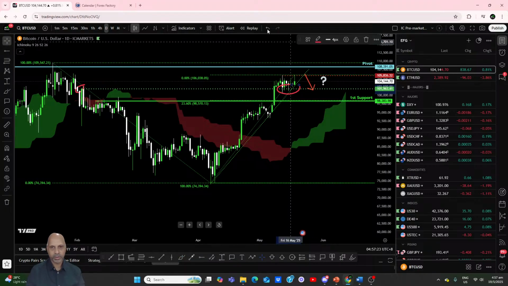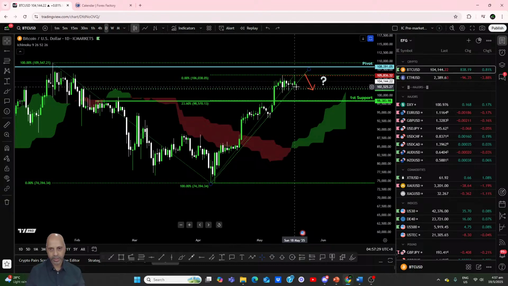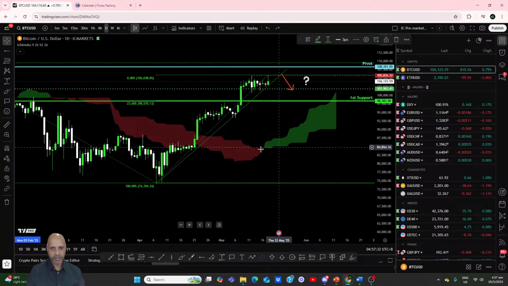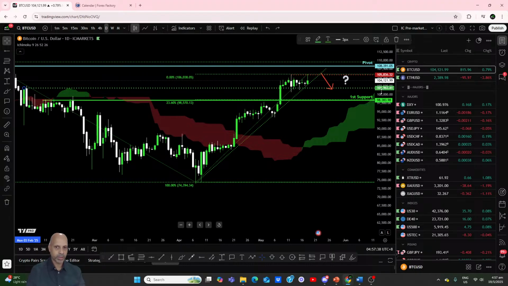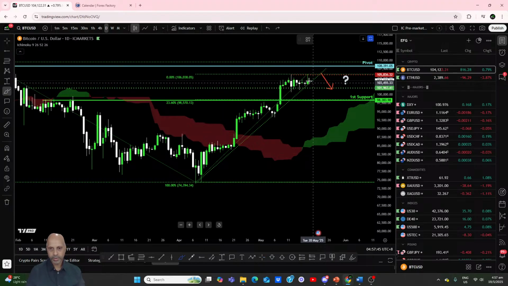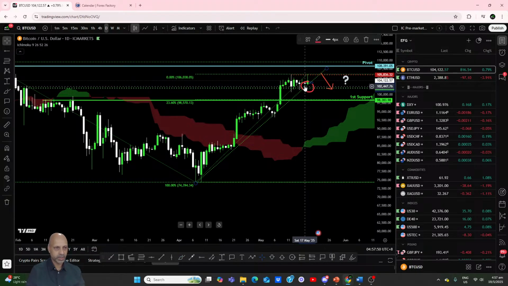So we have a pretty decent overlap at 101,963. I would consider this as intermediate overlap support. And we have this intersection here, a pretty decent intersection of the ascending trend line and the overlap level at 101,963. So I would say keep a close eye on this level, because if this area does not hold, if Bitcoin cannot stay above this level, we are likely to see it drift lower and fall towards the first support. So that's going to be important.